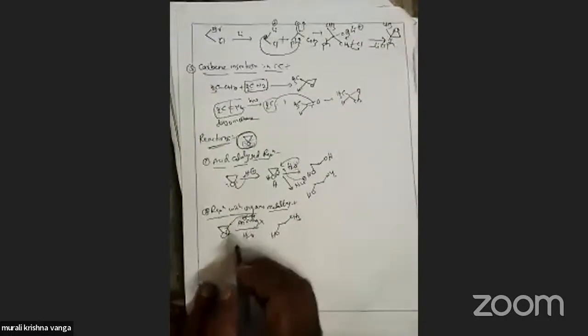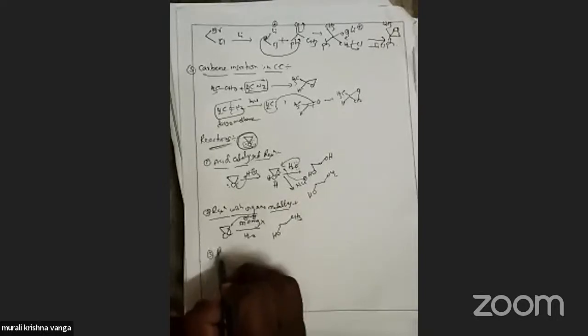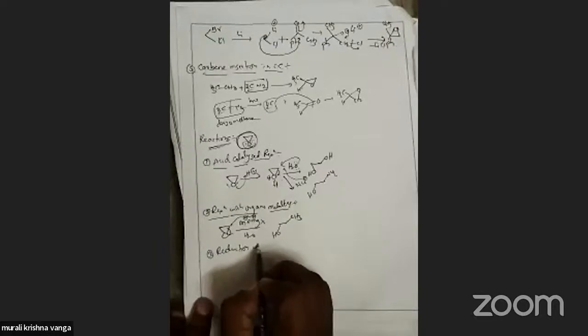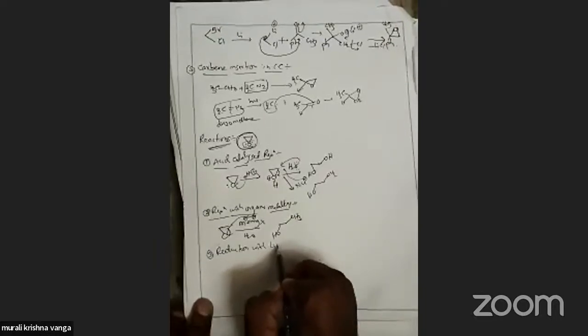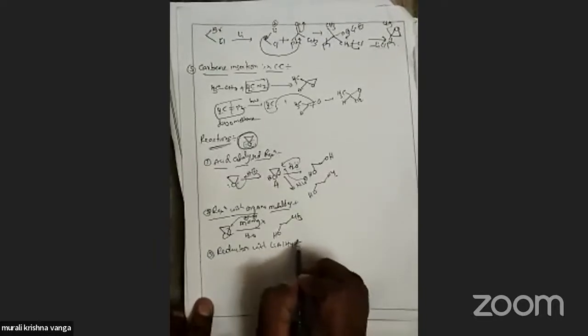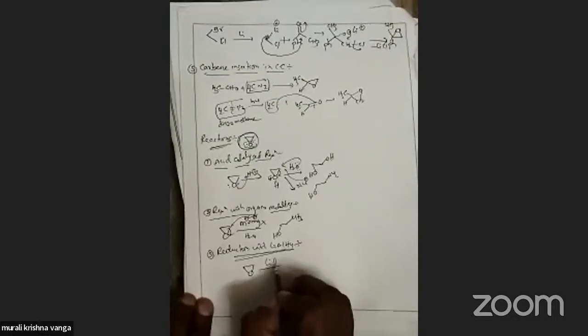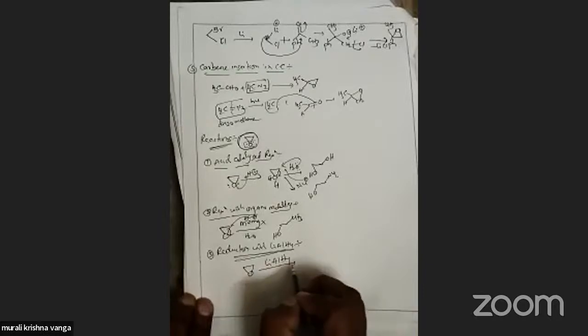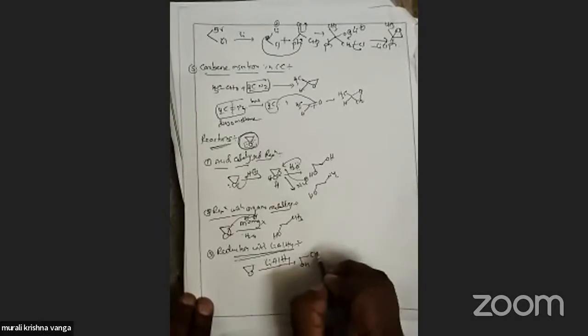Next, reduction with lithium aluminum hydride. Epoxides undergo reduction with lithium aluminum hydride. Opening of the ring takes place, and the products are alcohols.